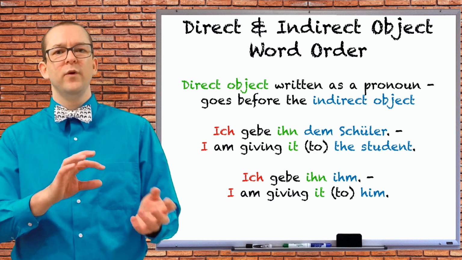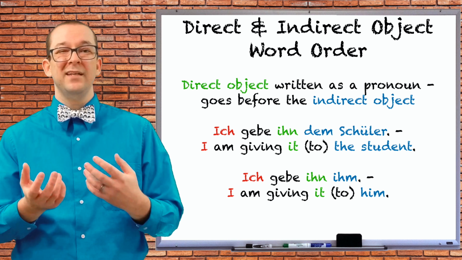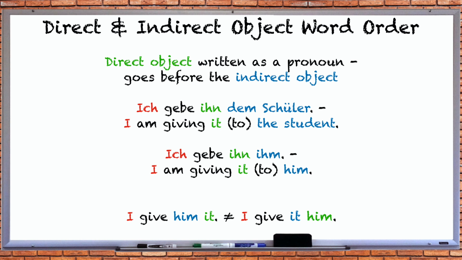In English, if you rearrange the word order like this, the meaning changes. I am giving him it is very different than I am giving it him. The first one is a normal, everyday sounding sentence. The word him refers to a masculine person, and the word it refers to an object that is being given to him. The second sentence is creepy at best.